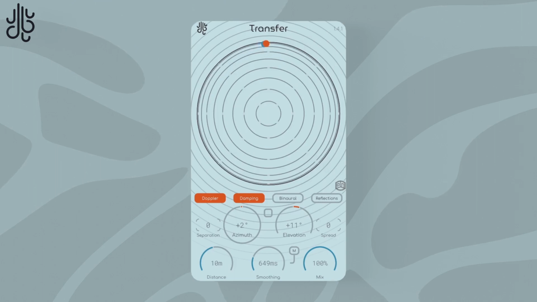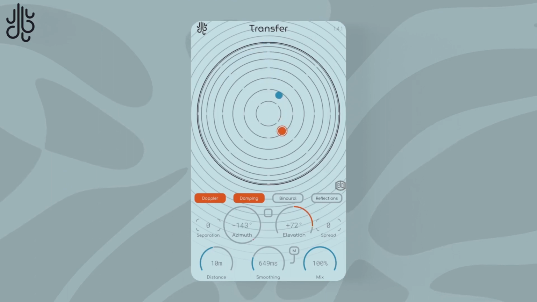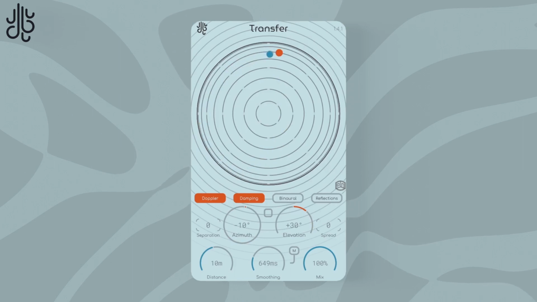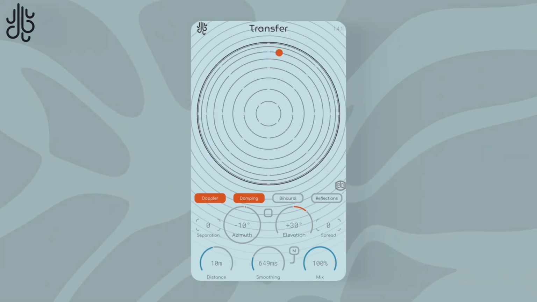The orange point here represents the target. As I move around the target, the blue point follows it, with the blue point being the sound's actual position. The speed at which the point moves around can be adjusted by changing the smoothing value here.